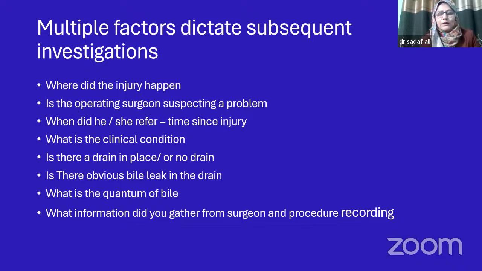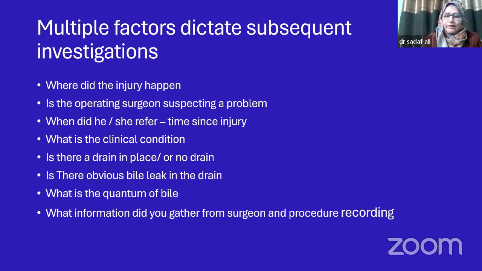So multiple factors actually dictate the subsequent investigations to be done. First is, where did the injury happen? Because this gives you a gross idea what were the levels of the hospital where the cholecystectomy was done. Is the operating surgeon actually suspecting a problem?